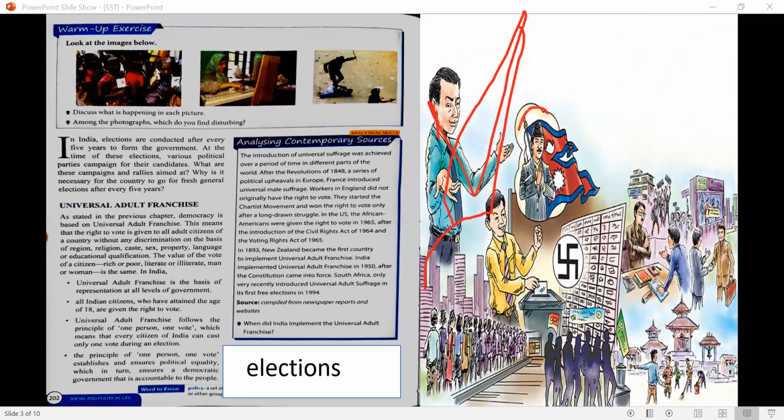So, if you see this, this is a political party. This is a political party system. This is the symbol of the political party. This is the candidate. Here is a people, a common man. Here are the people, the common man, who are voting. They are going to vote over this place, and these people are actually moving on rallies.